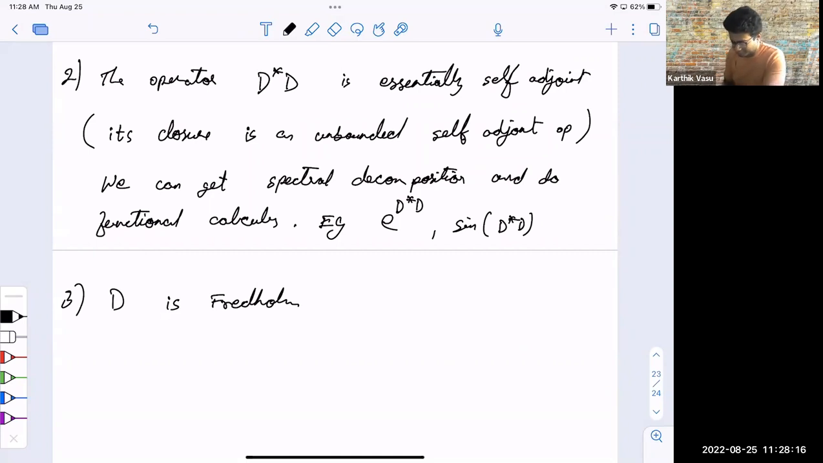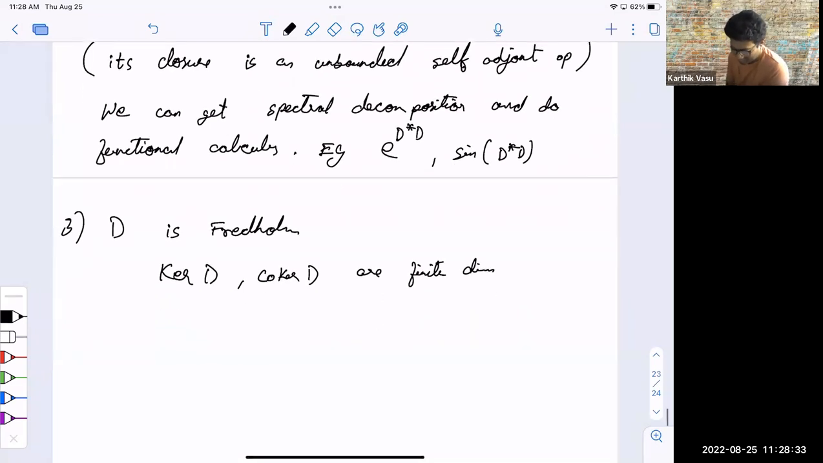Which means the kernel of D and the cokernel of D are finite dimensional. Okay, that's what it means.